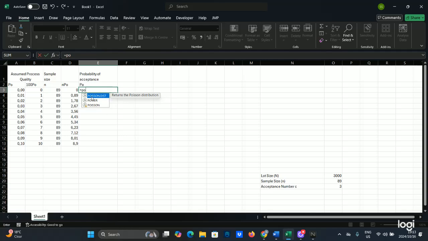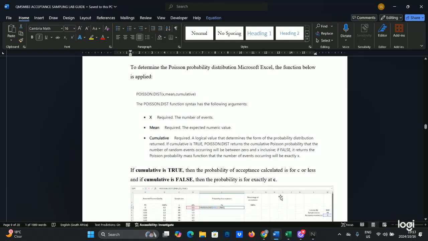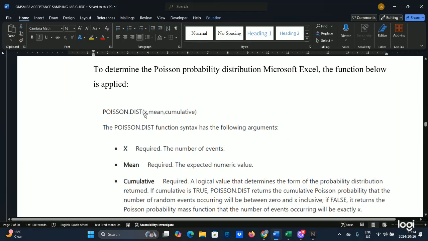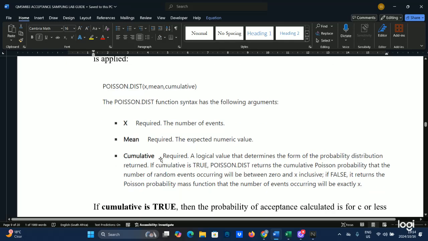And then there's this one, Poisson test. You can see it has three arguments: X, the mean, and cumulative. If you go back to my slide here, which is more clear, it has three arguments. Our X is the number of events, and our mean is the required number of events. And then we have our cumulative.